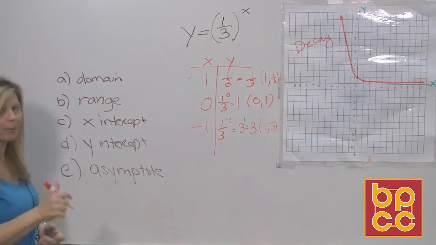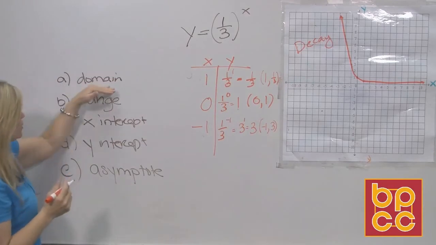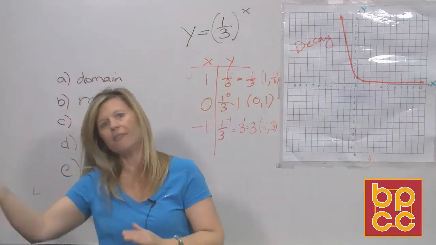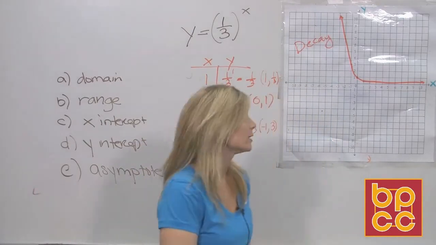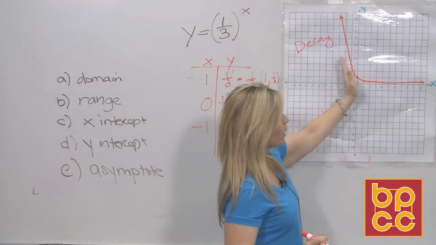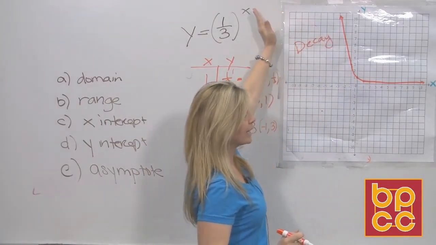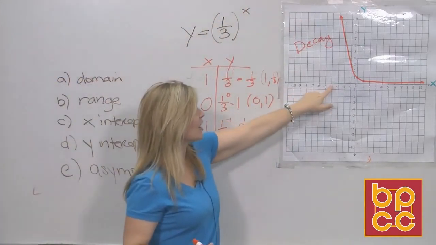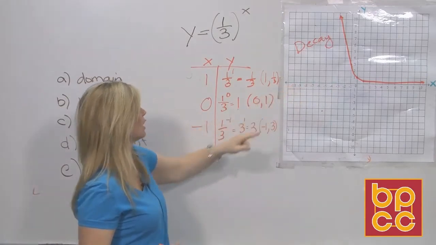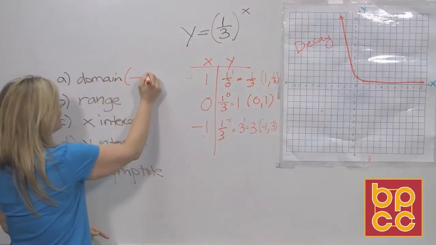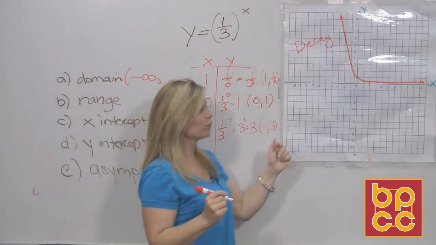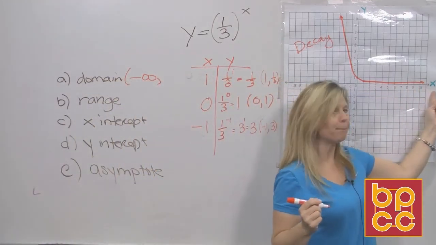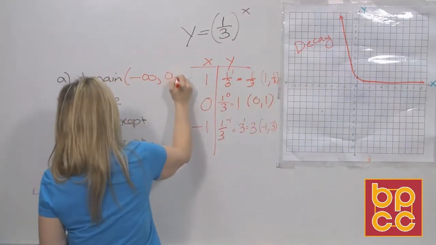So let's go over our vocabulary one more time. Domain means what? X values. How far does the graph travel to the left? How far does the graph travel to the right? So even though I'm going up as I go to the left, I'm opening up, and I keep going to the left all the way. All the X values are going to get smaller and smaller as we move to the left, so we're going to negative infinity. As we move to the right, it's going to keep going to the right. All the X values are going to get bigger and bigger. We're going to positive infinity.